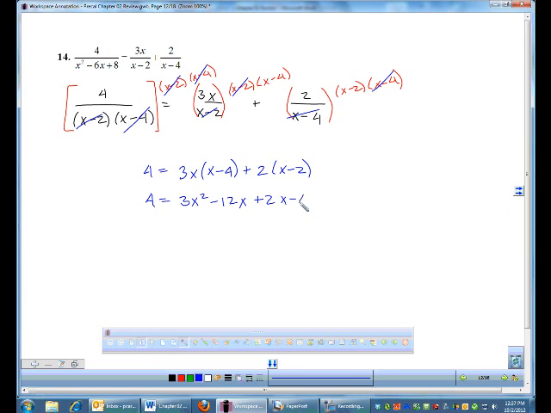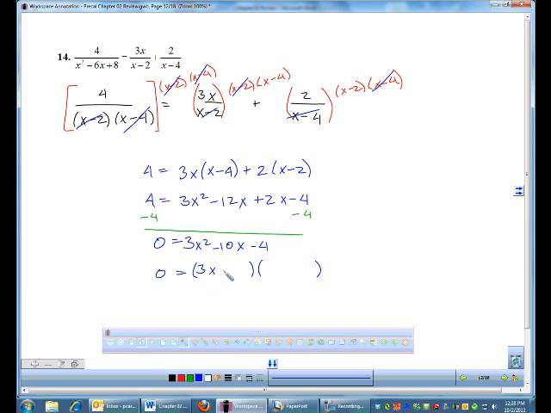Distribute. I already have a positive x squared, so I'm going to leave everything on the left side. I will move this 4 over. Minus 4 minus 4. And that will give me 0 equals 3x squared, negative 12 plus 2 is negative 10x minus 4. And that will factor to, let's see.